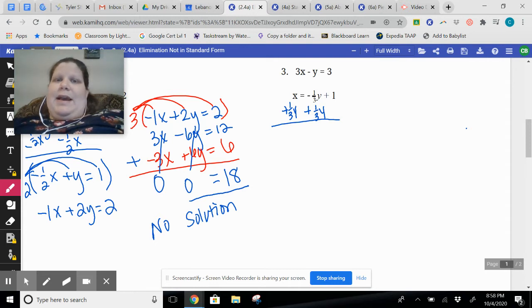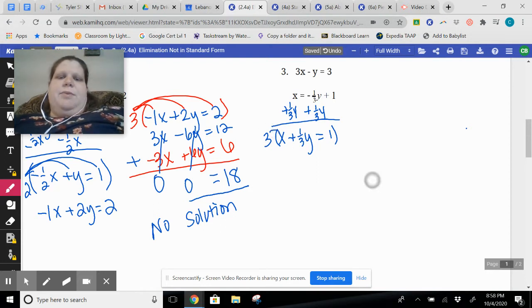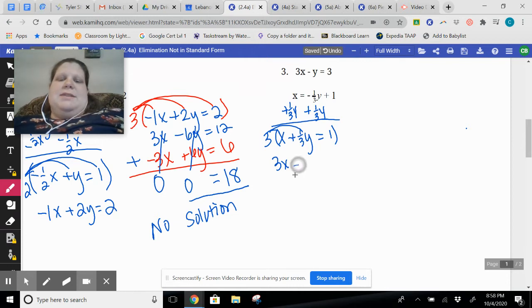Again, x and y cannot be added together, so I have x plus 1/3 y equals 1. Just like in example 2, we don't really like that fraction, so we're going to get rid of the fraction by multiplying by the denominator. So in this case, my denominator is 3. So I'm going to multiply through. 3 times x is 3x. 3 times 1/3 y is going to give me 1y. And 3 times 1 is 3.